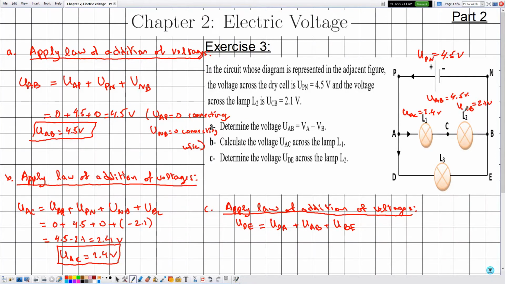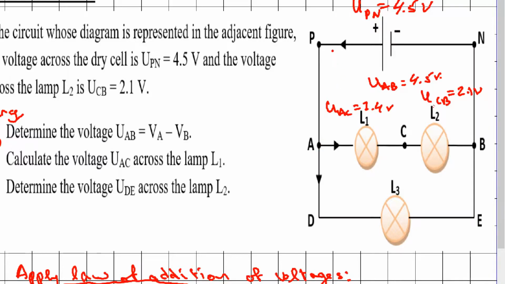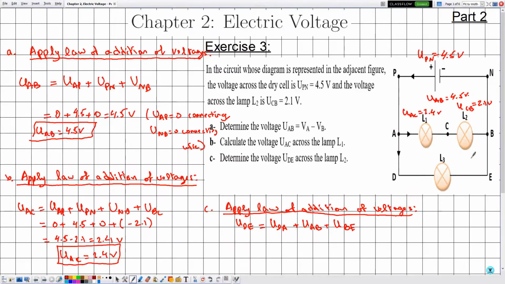So in another way we could have gone from D to A to P, P to N to B, B to E. So both of them will give the same result. Now in this case UDA is equal to 0, so we didn't justify this previously. Let's say here between brackets that UDA is equal to 0, and the reason is given by a connecting wire. Now UAB is given by 4.5, plus UBE is equal to 0, and the reason is given by a connecting wire. So in this case the applied voltage UDE is given by 4.5 volts.